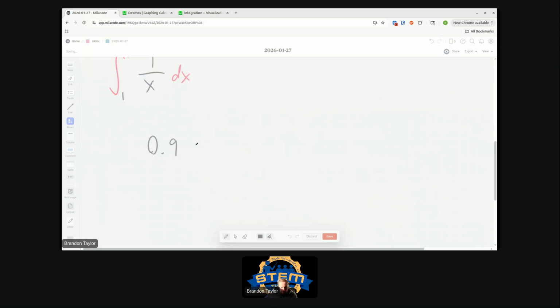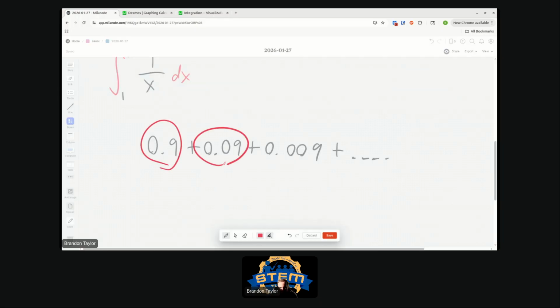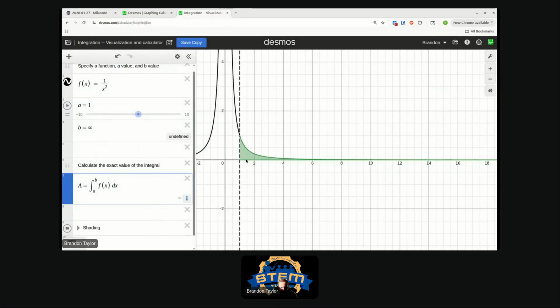There we go. So plus 0.09 plus 0.009 plus dot dot dot. Right? What if I just kept doing this forever, for the rest of eternity? Every time I add a new number, I'm adding a positive amount. I'm making the total sum of the numbers bigger, right? That's an analogy. Every time we go to the right by a certain amount, the area does get bigger.